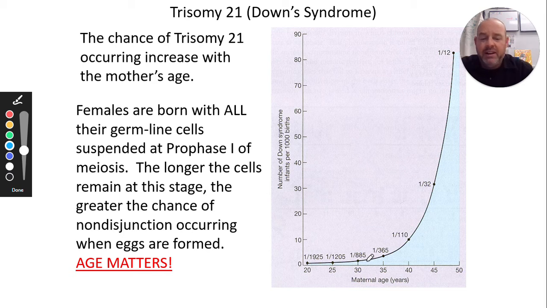30 is about 1 in almost 900. Okay. 35, 1 in 365. A 40-year-old has a chance of about 1 in 100 for having an offspring with Down syndrome. So your chances keep increasing the longer your cells are suspended in this area, because non-disjunction will occur at a higher rate the longer the cells are suspended at that phase.